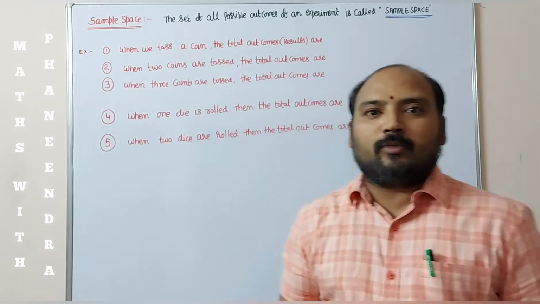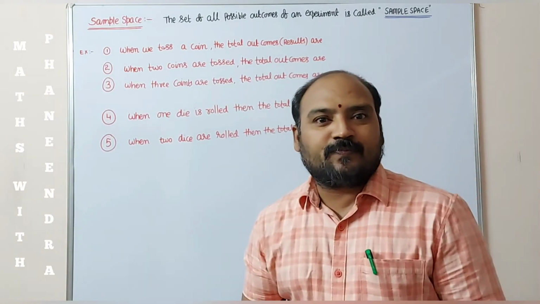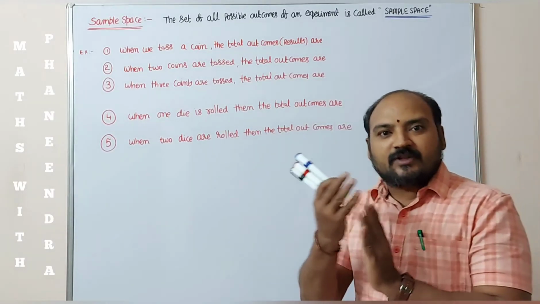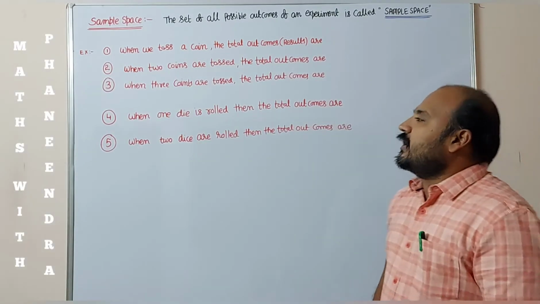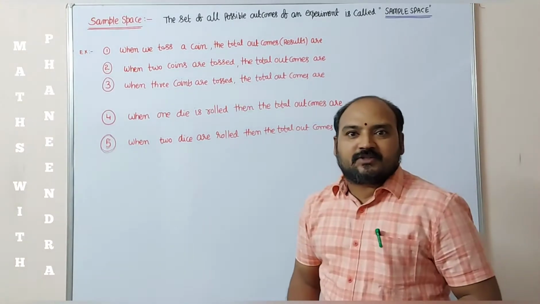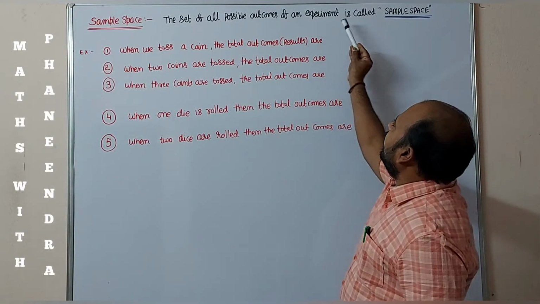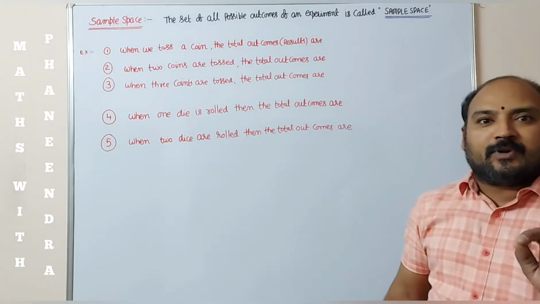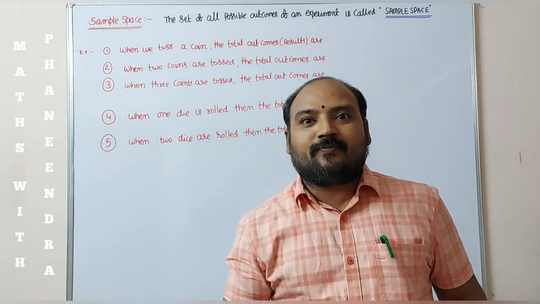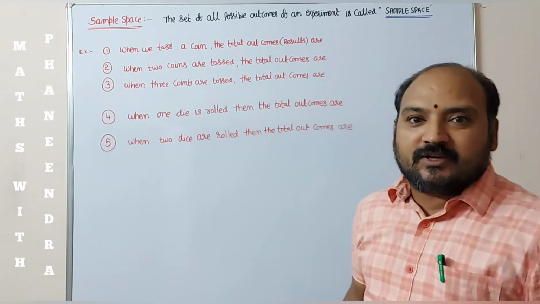In this video, I am going to discuss the definition of sample space and examples for different experiments and their sample spaces. See here, first the definition. What is the definition of sample space? The set of all possible outcomes of an experiment is called a sample space.